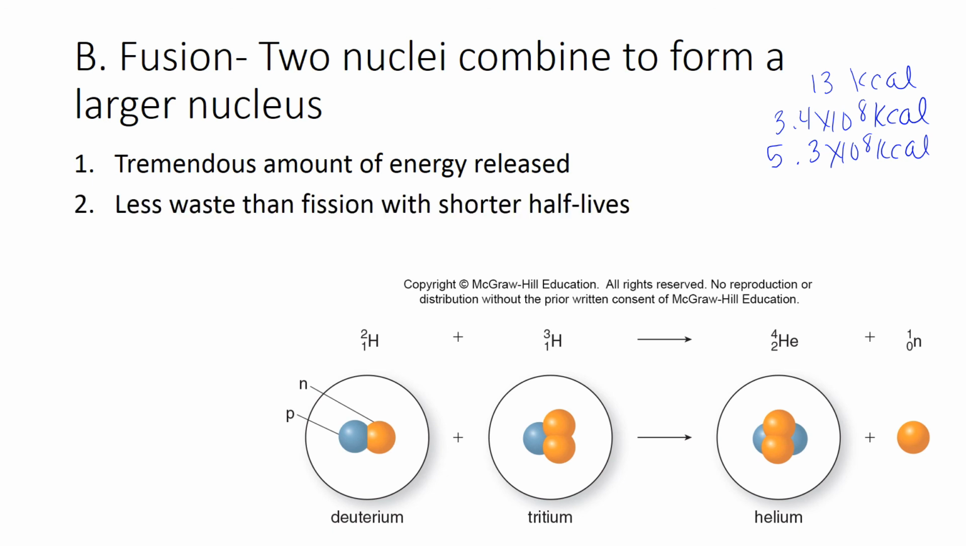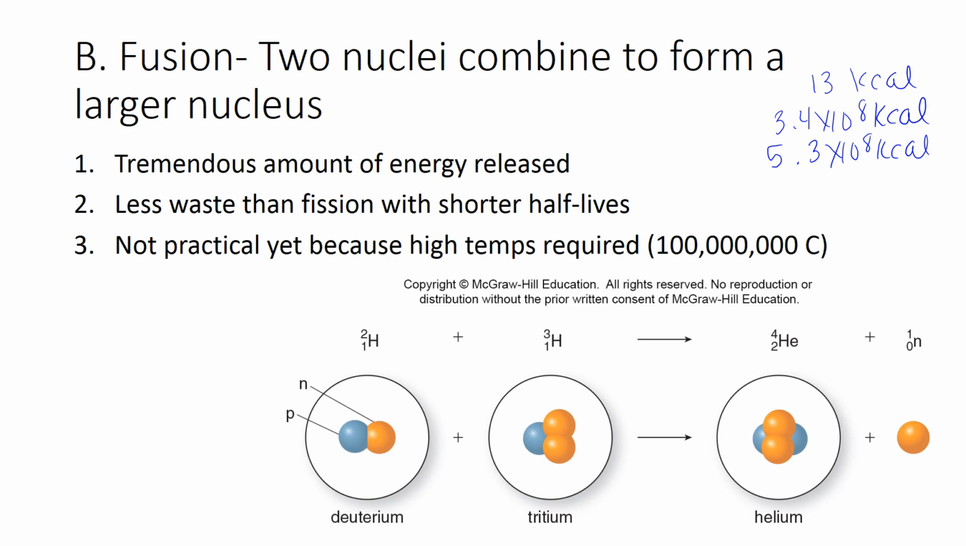There is less waste than fission because the elements you're producing have much shorter half-lives. However, it's not practical yet because you need incredibly high temperatures. You need temperatures of 100 million degrees Celsius, which is kind of impractical in lab. You also need pressures greater than 100,000 atmospheres. Just to give you an idea, you are living at 1 atmosphere of pressure. So we can't really recreate those lab conditions in order to have nuclear fusion happen on Earth. It only happens on the sun right now.